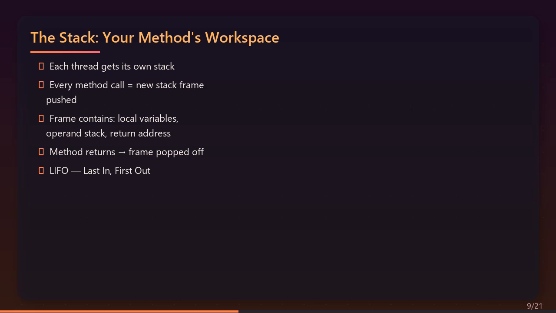The stack. Every thread in Java gets its own private stack. When you call a method, the JVM creates a new stack frame and pushes it on top. This frame holds everything that method needs: local variables, an operand stack for intermediate calculations, and a return address so the JVM knows where to go back. When the method finishes, the frame is popped off the stack.